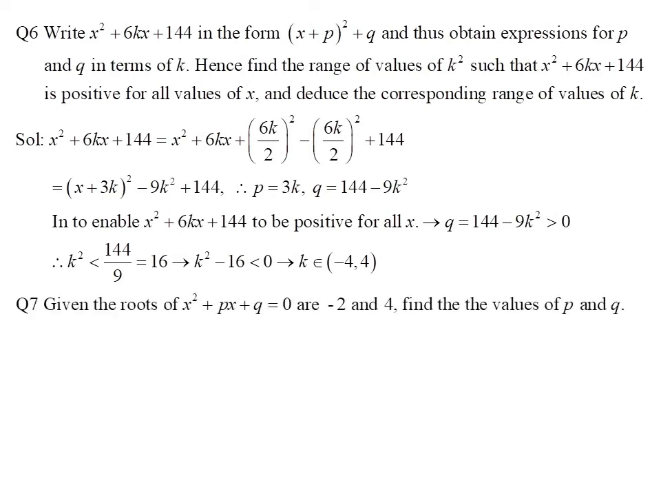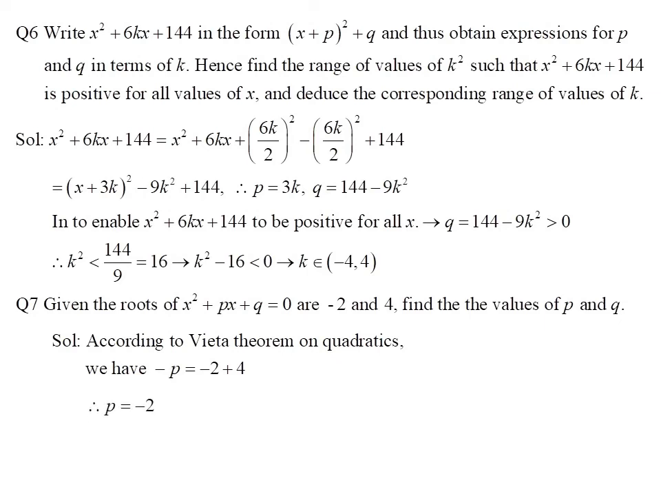Question 7 is a quadratic equation with parameters of p and q. It also tells us -2 and 4 are the two roots of this equation, and asks us to find the values of p and q. According to the Vieta theorem on these quadratics, we have p equals -2 plus 4, which results in p equals -2. q is equal to -2 times 4, which gives -8.